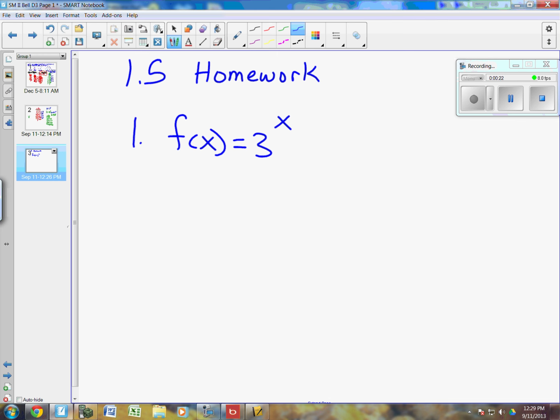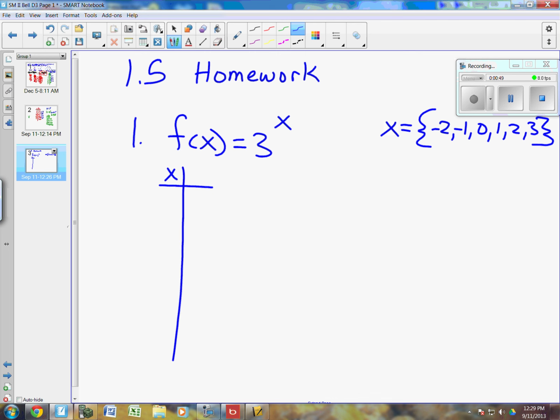And it has this little thing up here that says x equals, and a brace around it that says -2, -1, 0, 1, 2, and 3, right? And you're supposed to find the indicated value of the function for each value of x. What does that mean? Yeah. So, a table.